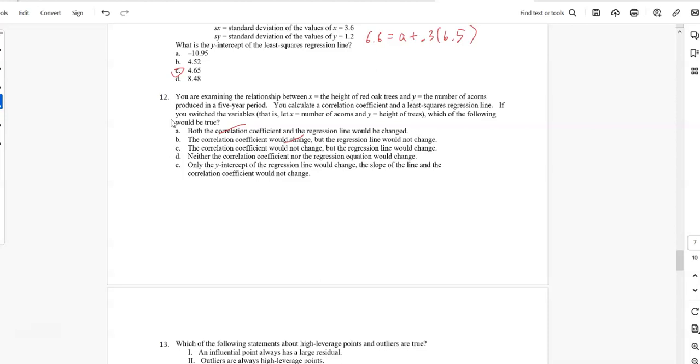So then what's going to happen? Let's just take an easy example. Let's just pretend the original line was this. If I switch X and Y, that'd be weird. They're definitely not the same equation. In fact, if you solve them, they're going to have different slopes. So the slope is going to change. The regression equation is definitely not the same there. So the regression line would change. So it's got to be C, right? Because when you switch X and Y, it's like an inverse. Unless the slope was 1 and the y-intercept was 0, it's going to change.